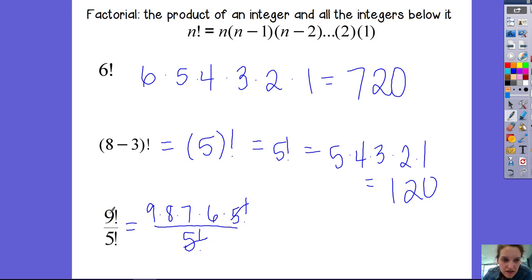So when you are dividing one factorial by another, start expanding the top factorial until you get to the term that matches the factorial in the denominator, because then they will cancel out. So now we just have 9 times 8 times 7 times 6, which is 3024.